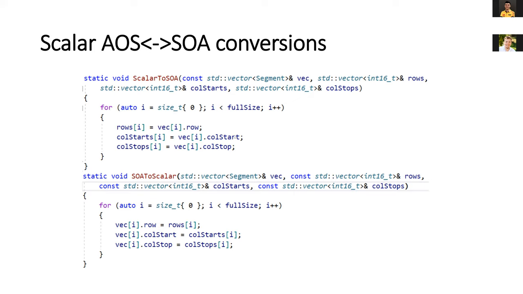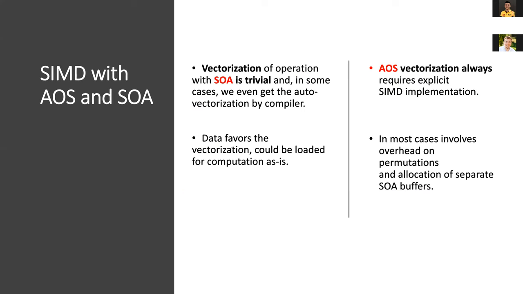So basically it's a scalar version of all of these conversions. And let's see what we can do with SIMDs. Structure of arrays vectorization is trivial, and in many cases the compiler can vectorize our simple operations by itself. And for arrays of structures, the SIMD version is explicit, and we need to design the algorithm, and it's not that trivial. We have to do some permutations and allocations, and hold some buffers, so it's not that easy.